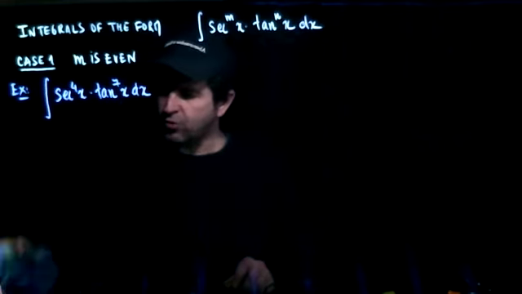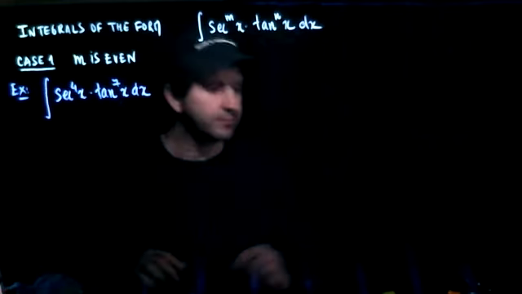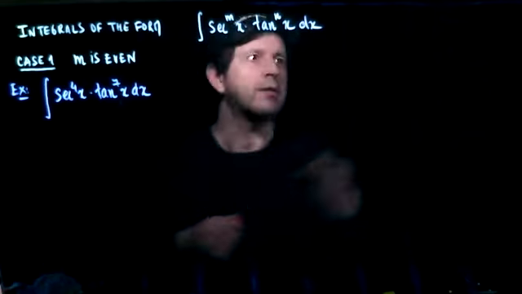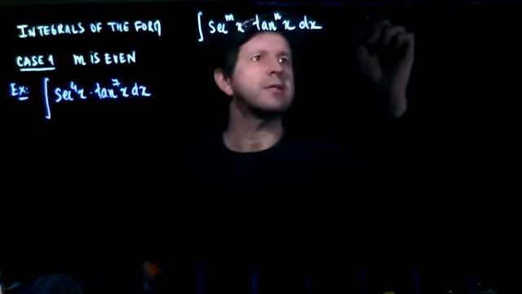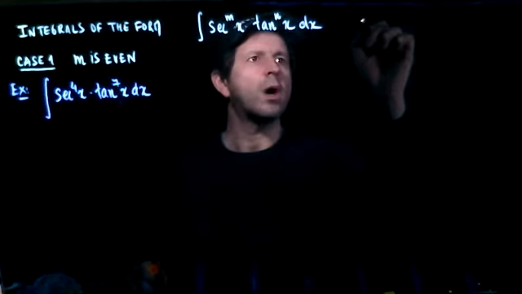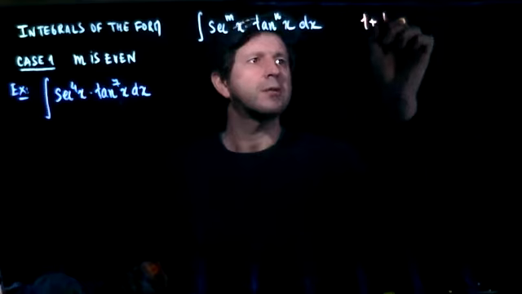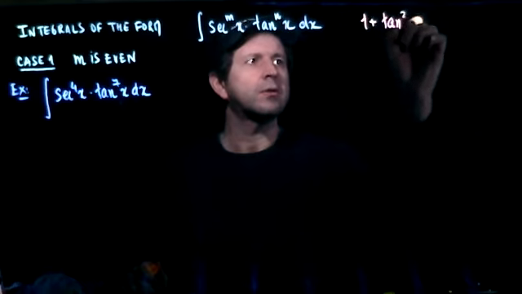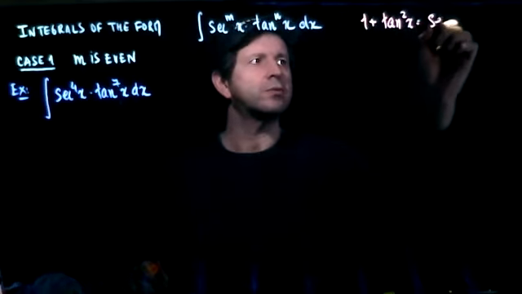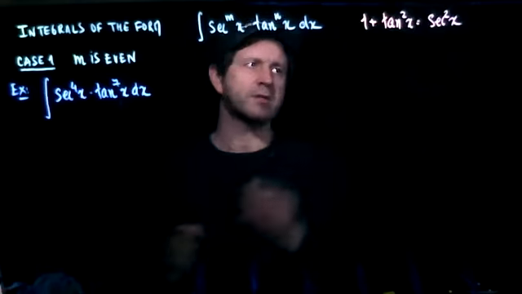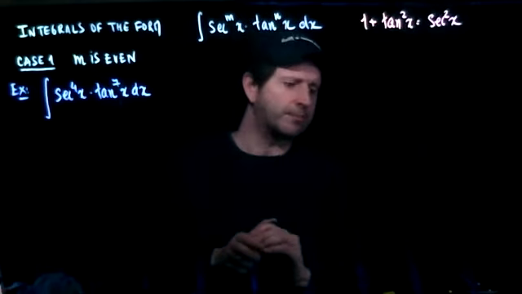Okay, so you have to remember just one identity here. The identity that you have to remember is that 1 plus the tangent squared of x is equal to the secant squared of x. This one you have to remember.